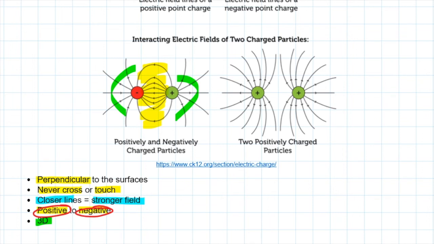So just remember the last point, that these electric field lines, or the electric field, is three-dimensional, and that is why in 2D we need to draw the lines all around these particles.